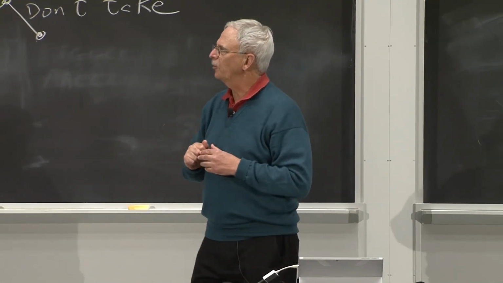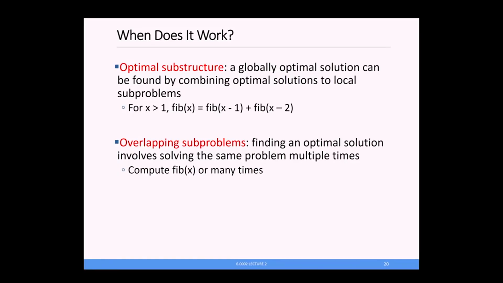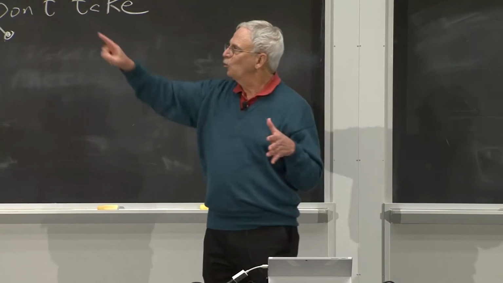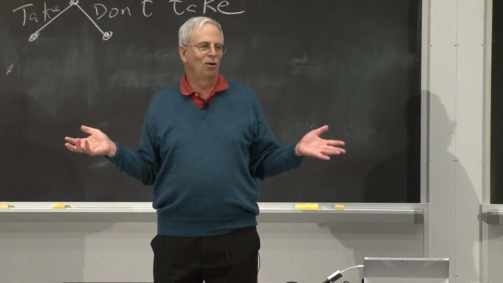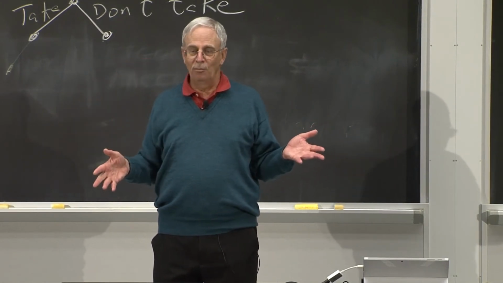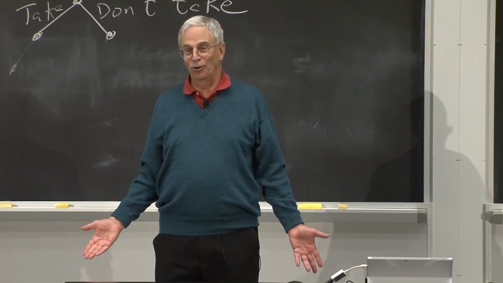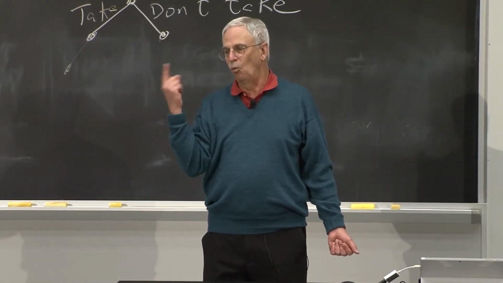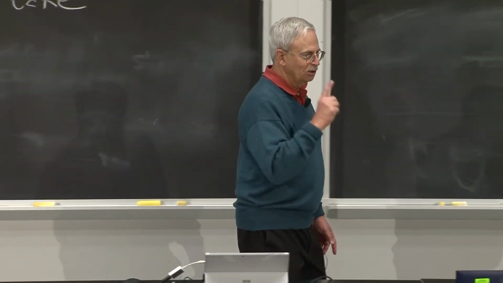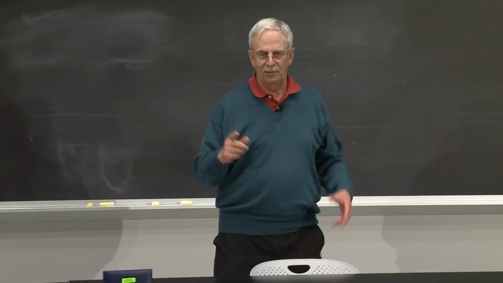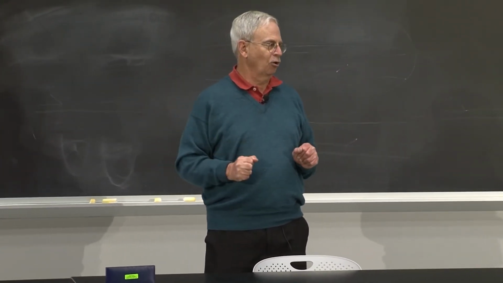You also have to have something called overlapping subproblems. This is why the memo worked, right? Finding an optimal solution has to involve solving the same problem multiple times. Even if you have optimal substructure, if you don't see the same problem more than once, creating a memo, well, it'll work. You can still create the memo. You'll just never find anything in it when you look things up, because you're solving each problem once. Okay? So you have to be solving the same problem multiple times, and you have to be able to solve it by combining solutions to smaller problems.